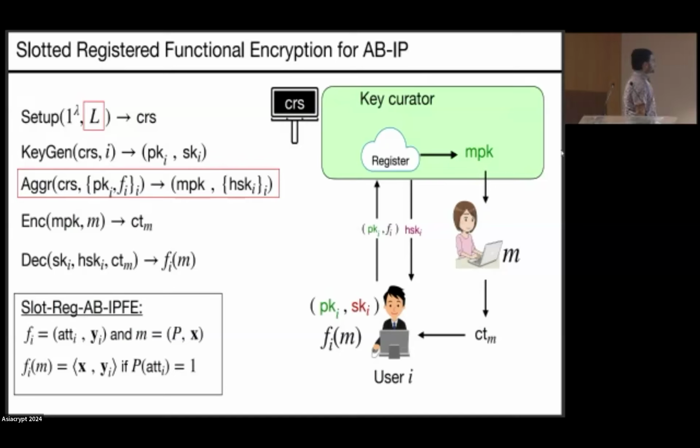We also consider an extension of IP, which is called attribute-based IP, or ABIP. Here functions and messages are attached with attributes attr_i and policy P, and the decryption reveals the inner product only if the attributes of the user satisfy the policy of the ciphertext.